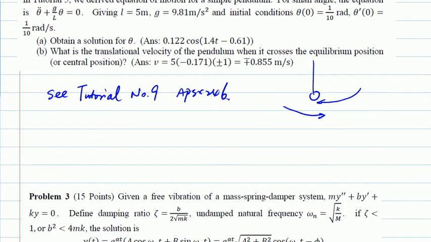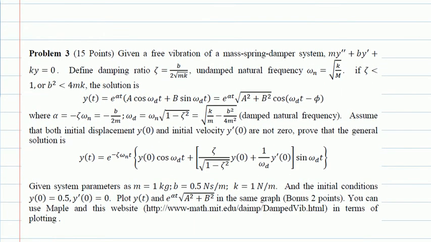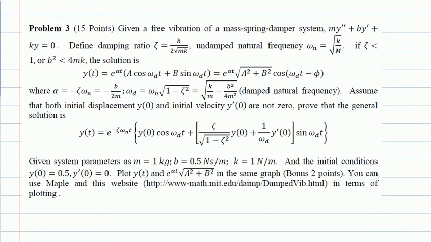Now problem number 3. This is a long question, but actually the question itself is not that difficult. There are a lot of descriptions here. You have this mass-spring-damper system, which is in free vibration because there is no external forcing function. With the definition of a damping ratio and an undamped natural frequency, the solution we get is this one here, with alpha defined as this and omega d defined as this. A and B we don't know. A and B are determined by initial conditions.